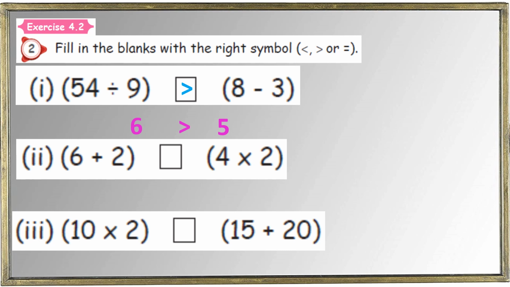6 plus 2 box and 4 into 2. On the left side, 6 plus 2 is 8, and on the right side 4 2s are 8. So both sides are equal. So we have to mention the equal to symbol. Clear? Third one, left side 10 into 2 is 20, right side 15 plus 20 is 35, the correct answer here. For this, which symbol should be apt?